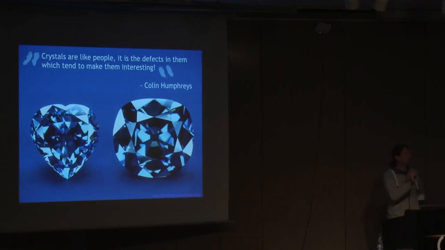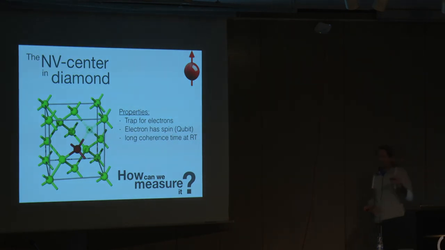But actually, we don't need perfect diamonds, but we need diamonds with small defects. And I like this quote here from Colin Humphreys, a physicist. "Crystals are like people. It's the defects in them which tend to make them interesting." I like that very much. Because we don't need perfect diamonds. We need diamonds with specific defects in them.